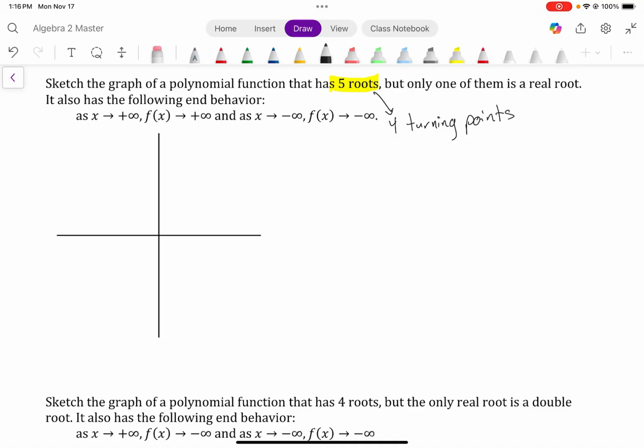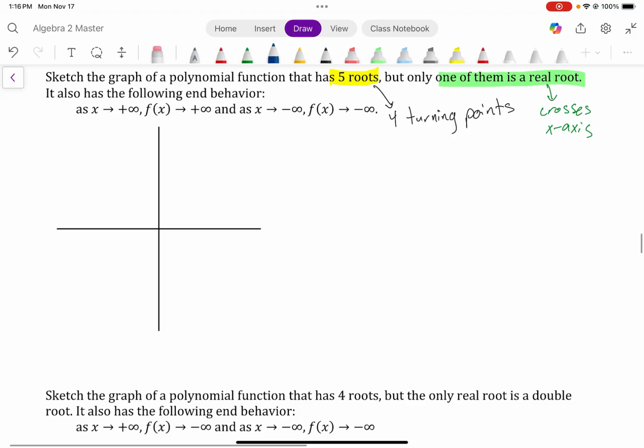But the rest of the problem tells us we have only one real root. And a real root is where it crosses the x-axis. So it's only going to cross one time. It also gives us the end behavior. Being that it has 5 roots, I know it's already an odd power, so the ends are going to point opposite directions, but this one tells me that as we go to the right, we go up. As we go to the left, we go down.